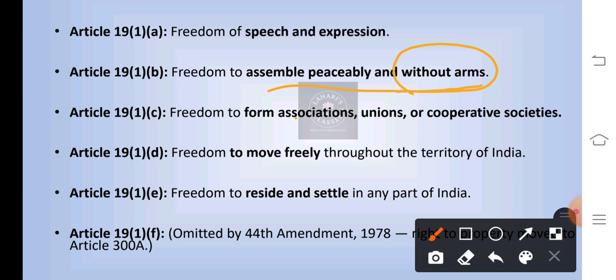Next, Article 19(1)C talks about freedom to form associations, unions or cooperative societies. A group of people can come together and form associations to put their agenda, their demands to the state or to their employers, anything. And Article 19(1)D talks about freedom to move freely throughout the territory of India. Any person from extreme south to extreme north or east or west can travel anywhere throughout the territory of India.